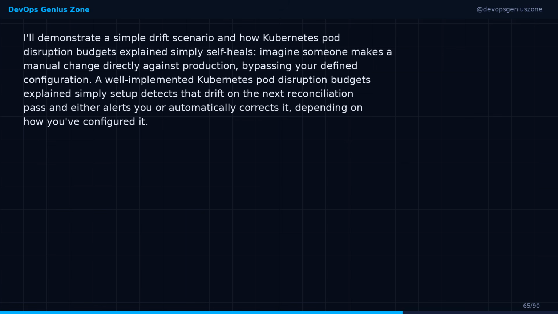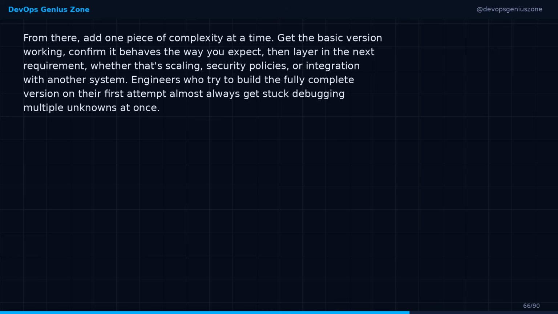From there, add one piece of complexity at a time. Get the basic version working, confirm it behaves the way you expect, then layer in the next requirement, whether that's scaling, security policies, or integration with another system. Engineers who try to build the fully complete version on their first attempt almost always get stuck debugging multiple unknowns at once.